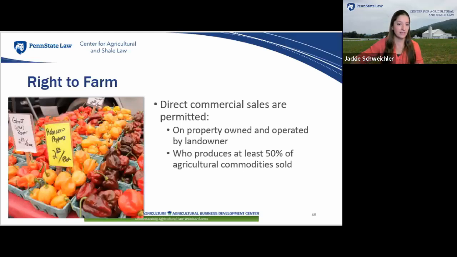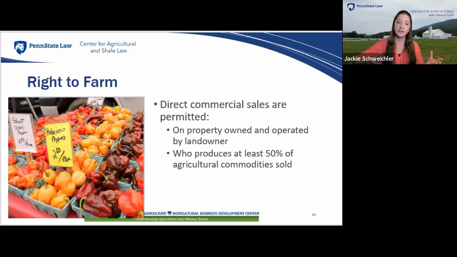Right to farm also limits the ability of municipalities to restrict direct commercial sales of agricultural products. So with right to farm, farmers who produce at least 50% of the commodity sold are allowed to have direct commercial sales on their land. This is really valuable for agritourism operations. If you are an agritourism operator and you want to engage with right to farm and try to use that to prevent nuisance sales, this is really valuable. If you're producing and selling 50% of your agricultural commodities, you're allowed to do that under right to farm. So that's a really valuable tool that you can use.